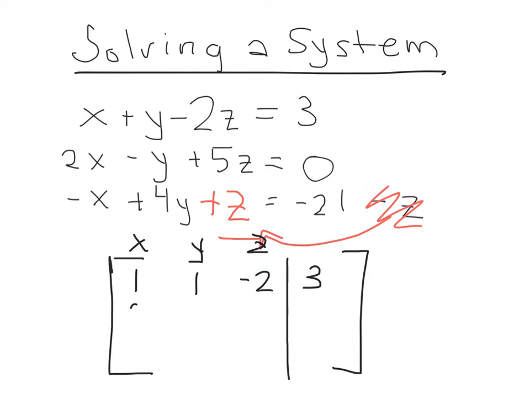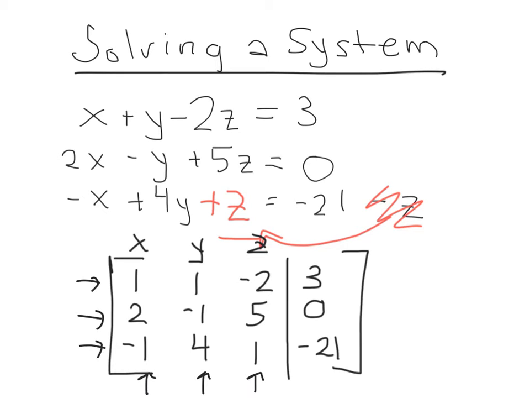Second equation, 2 in front of x, -1 for y, 5 for z, 0 as the constant. Last equation, -1x, 4y, +1z because we moved it over, and -21 as our constant. You'll notice that each column represents the coefficients of one of our variables, and each row represents one of our equations. Let's look at this matrix on the next slide.